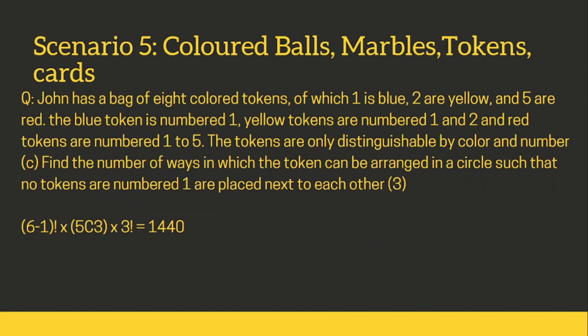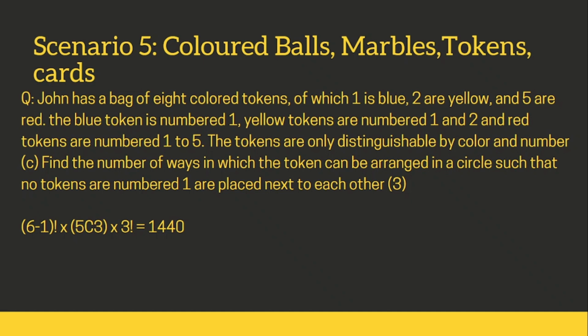And the last part, find a number of ways in which the tokens can be arranged in a circle, such that no tokens that are number 1 are placed next to each other. So in this case, we just exclude all the ones. So there will be 6 other numbers. And then in this case, since it's circular, we arrange those non-number 1 tokens in 5 factorial. Then there are 5 gaps.